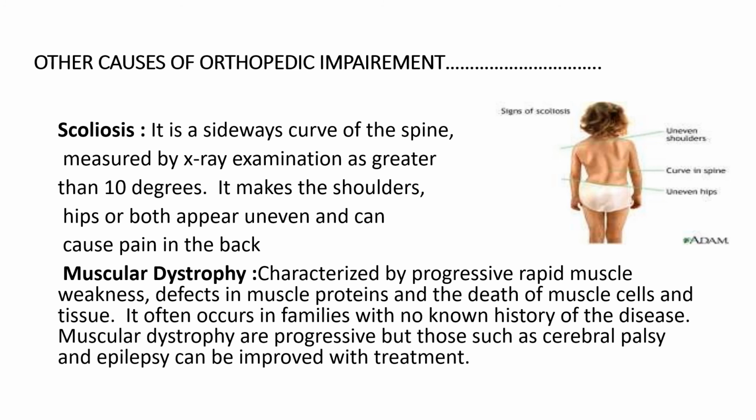The next is muscular dystrophy. It is characterized by progressive rapid muscle weakness, defects in muscle protein, and the death of muscle cells and tissues. It often occurs in families with no known history of the disease. Muscular dystrophy is progressive, but conditions such as cerebral palsy and epilepsy can be improved with treatment.